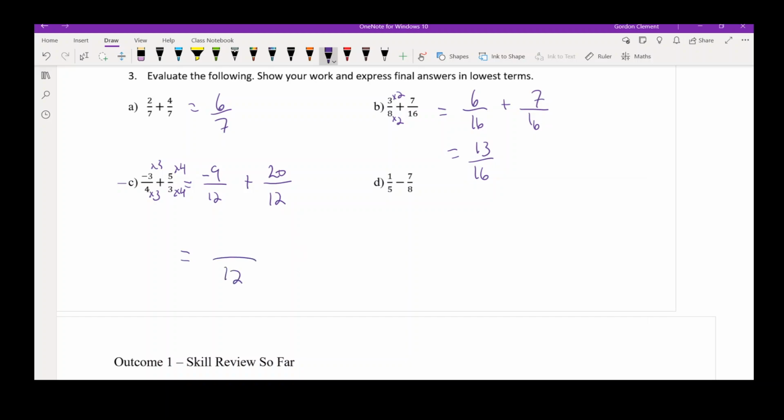Bottom stays the same. We add the tops. Negative 9 plus 20. Which team wins? The positives win. They win by 11. So that one's 11 out of 12.